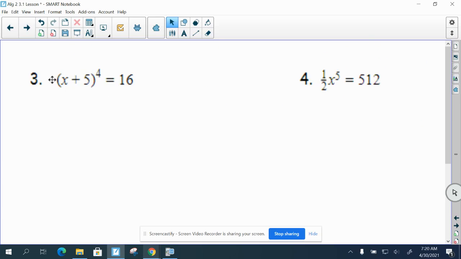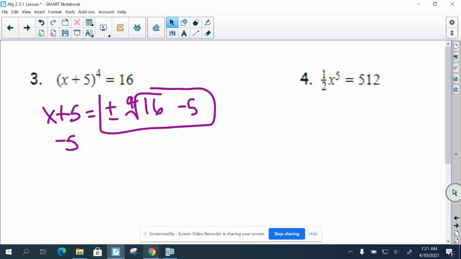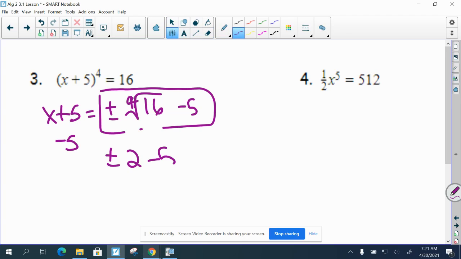Okay, so this one is similar. We'll have x plus 5 equals plus or minus the fourth root of 16 after we take the fourth root of both sides, and then subtract 5. So you could write it like this, or you could plug it into your calculator. I'll let you try it. Oh, I'm sorry, I was thinking the cube root of 16. The fourth root of 16 is 2. So this would be plus or minus 2 minus 5. If you know it, then you can evaluate it. So this would be 2 minus 5, and then negative 2 minus 5, which gives you negative 3 and negative 7 for your answers.